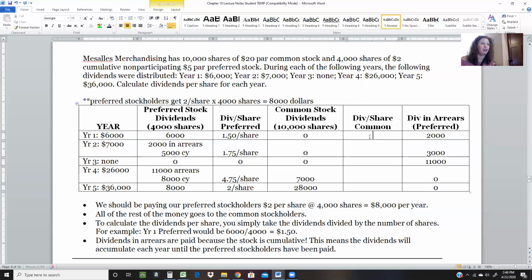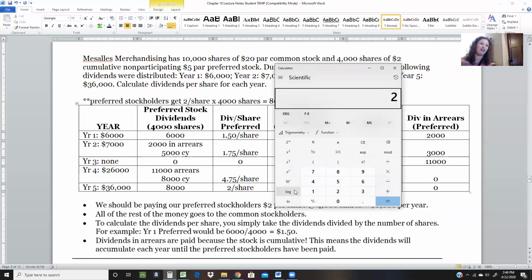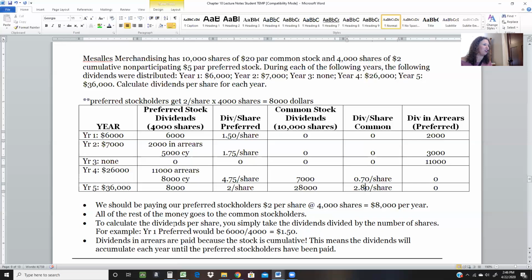Over here, there's 10,000 common shareholders. So they get nothing those first 3 years, and then they get $7,000 finally in year 3. $7,000 divided by 10,000 shares is 70 cents per share. Poor common stockholders. The next year, though, they get 28,000 over 10,000 shares. So that's $2.80 per share. So notice that in year 5, they ended up getting more than the preferred stockholders. So they waited patiently, and eventually they got 28,000 divided by 10,000 shares, and they actually did a good job.